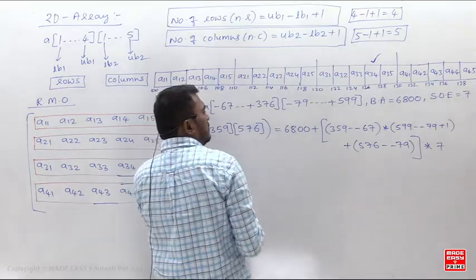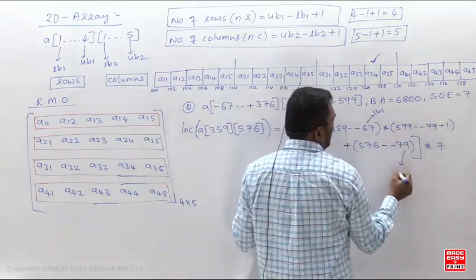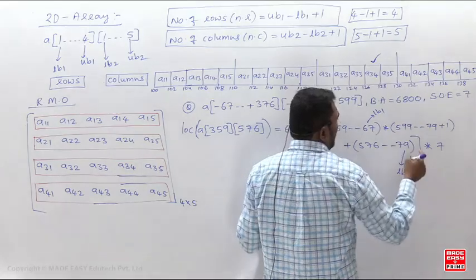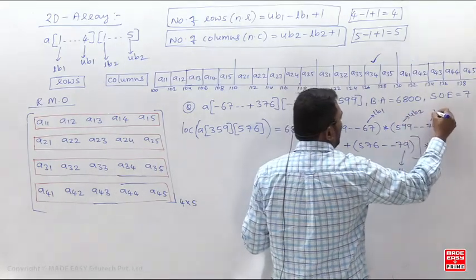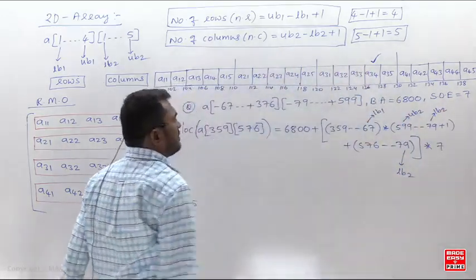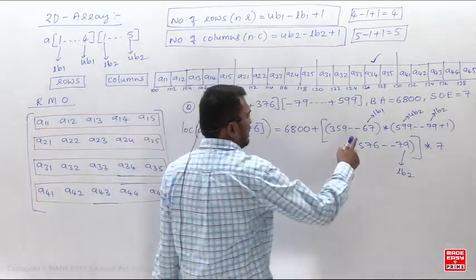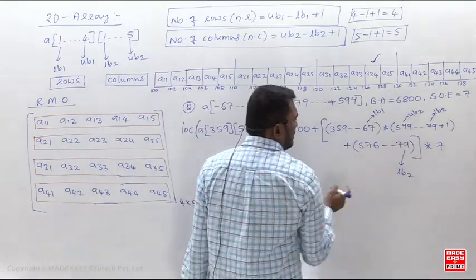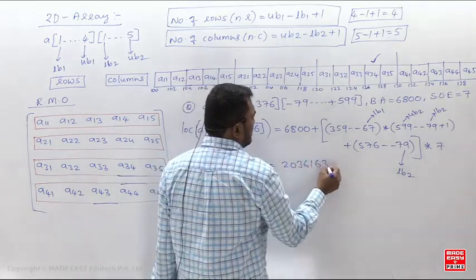Is that clear? So this is your lower bound 1. This is your lower bound 2. This is your formula for the number of columns: UB2 minus LB2 plus 1. This is the right formula for the number of columns. यहाँ पे माइनस इंटू माइनस प्लस हो जाएगा, right. So whatever is there, I think this value is 2036163.